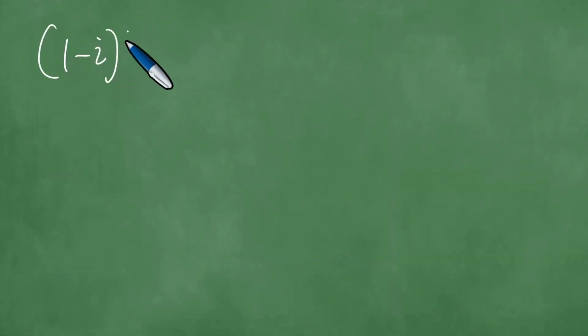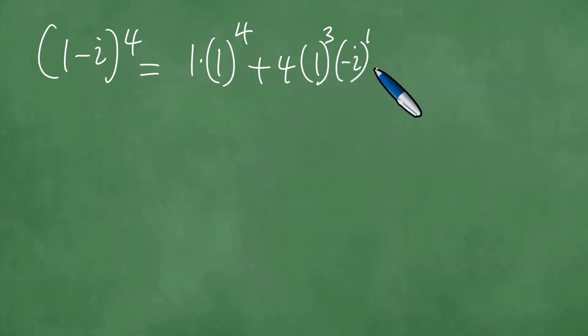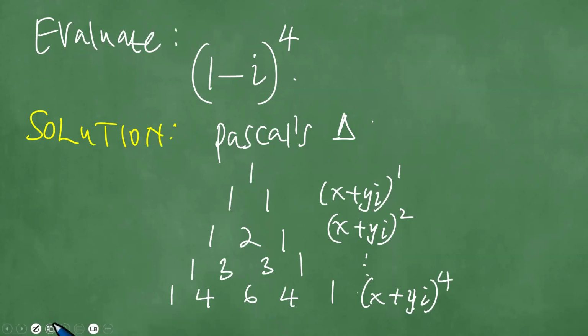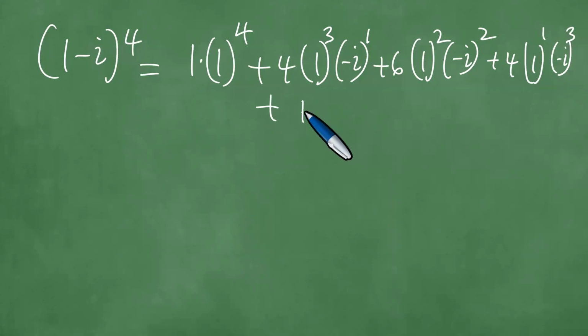For example, (1 - i) to the 4th power. By the binomial theorem, we start with the coefficients first, and you can see the coefficient is 1. So we put 1 times 1 raised to the 4th power. Then the next thing is we put a 4, plus 4, then we cube the 1, and the minus i now will have power 1. Then there's 6, because it's 1, 4, 6, 4, 1. The 6 we square with 1, and the minus i now will increase in power, because it was power 0 here, power 1 here, power 2. Then there's 4, which is going to be 1 to the power 1 times (-i) to the 3rd power. There is coefficient 1 according to Pascal's triangle. Then the 1 is going to be to the power 0, and the minus i is going to be to the 4th power.